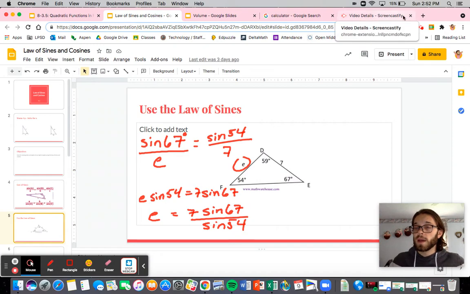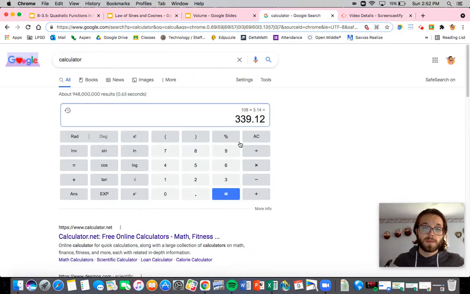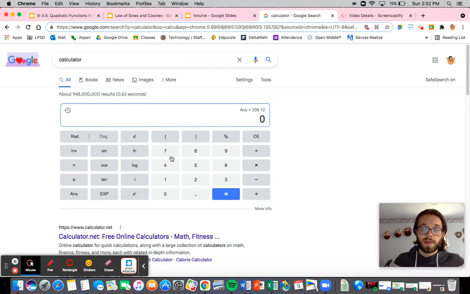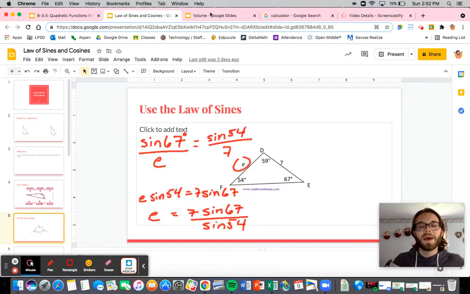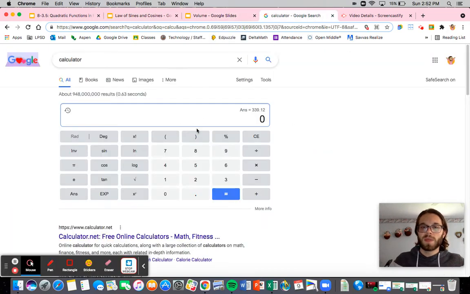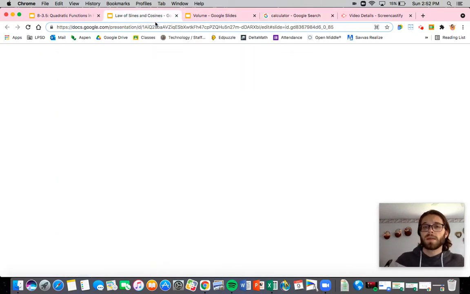From here, you're just going to plug this into a calculator. Let's clear everything. Remember, be in degree mode, please. Don't forget to be in degree mode. It's 7 sine of 67 divided by sine of 54. All right, and your answer ends up being 7.96965.